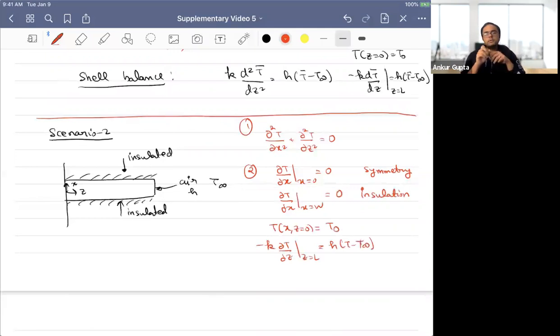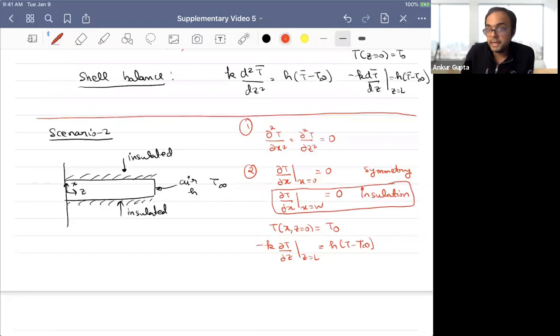Now, the governing equation is the same, but the boundary conditions have changed. In essence, the main boundary condition that has changed is this one: now there is no flux even at X equal to W. Now this begs the question: if there is no flux at X equal to 0 and no flux at X equal to W in the X direction, should there be any X dependence at all? The answer is that if there is no flux going in either direction, there is no generation of heat, so there is no reason for the temperature to have any dependence at all.